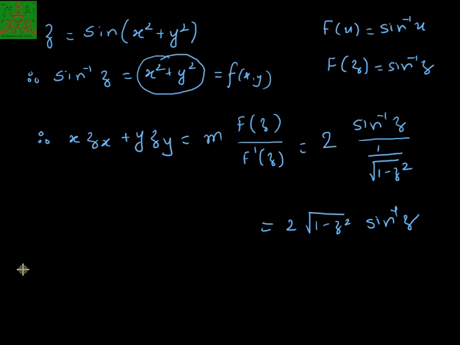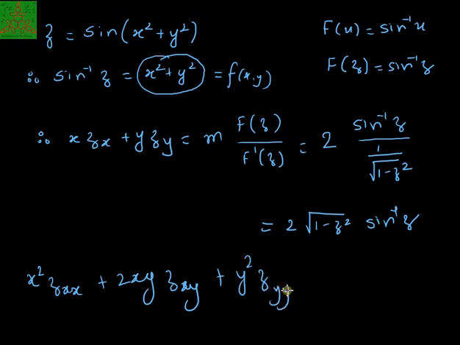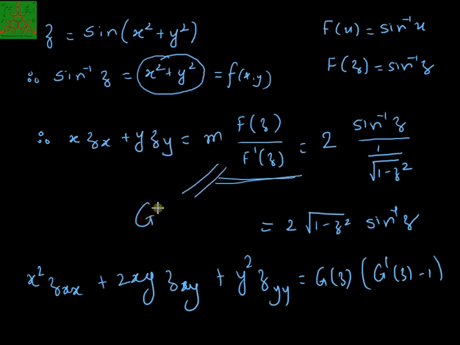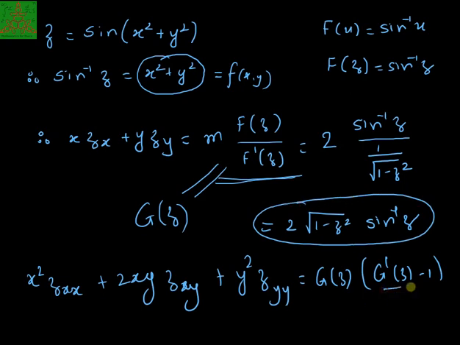Now for the other expression which involves the second order derivatives, that is x square z_xx plus 2xy z_xy plus y square z_yy, it will be g of z into g dash of z minus 1. Now what is g dash of z, which is exactly what we have here? This is the value of g of z. So if I substitute that value here, I need to take the derivative of g of z.